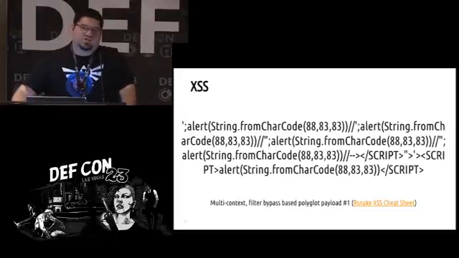It came out of the XSS cheat sheet. You've probably used this before. You put it into the search bar or comment field, and then you pray that you get cross-site scripting, right? So this is the first one. This is actually a multi-context, filter bypass-based polyglot web payload. It's a mouthful, I know.